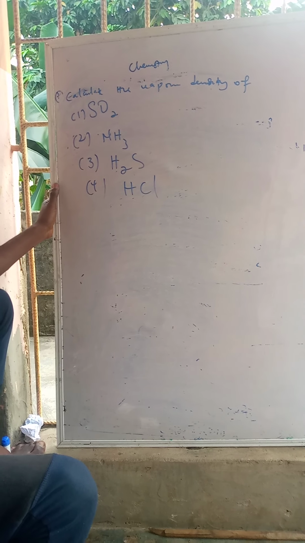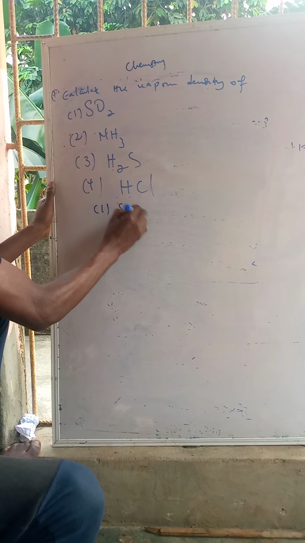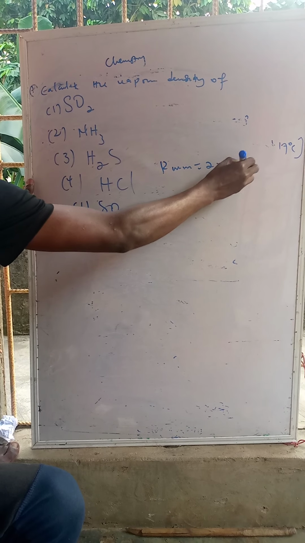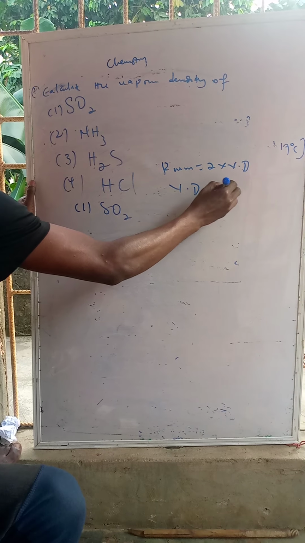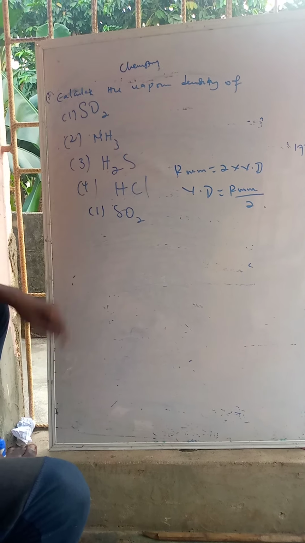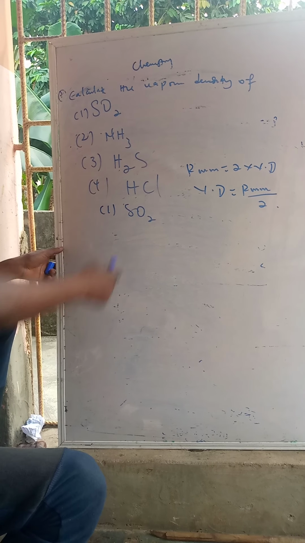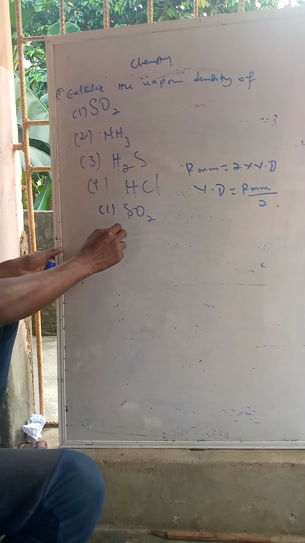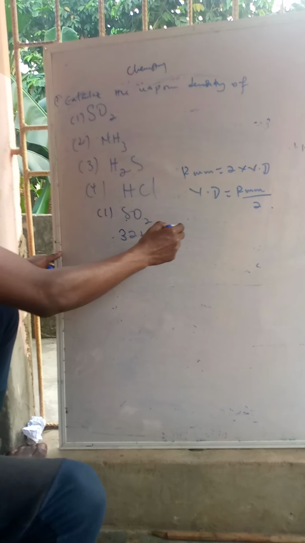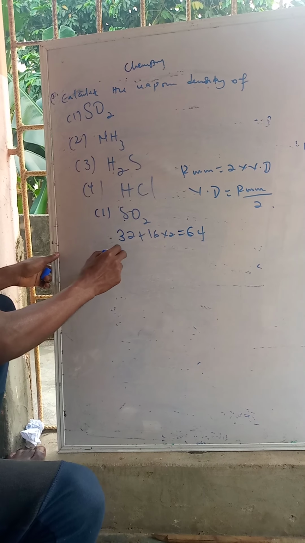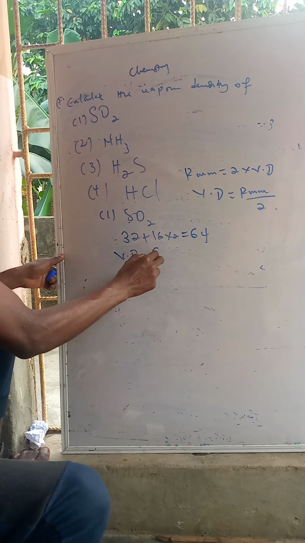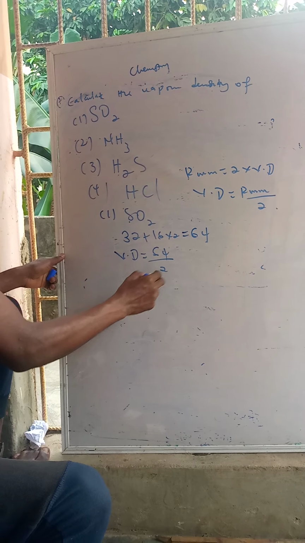How do you find the vapor density of each of them? Take the first one, SO2. Remember I told you that relative molecular mass is always 2 times Vd, so that means Vd is equal to relative molecular mass divided by 2. Once you get the relative molecular mass divided by 2, you get your Vd. So let's find the relative molecular mass of SO2. Sulfur has atomic mass of 32 plus oxygen, which is 16 times 2. 16 times 2 is 32, plus 32, that is 64 grams per mole. So that is our RMM. Of course, our Vd will be equal to 64 divided by 2.